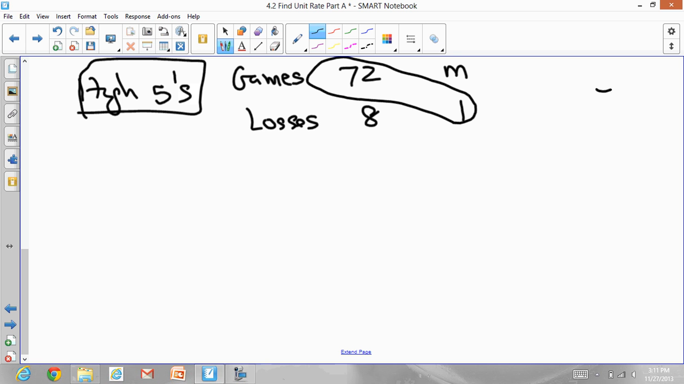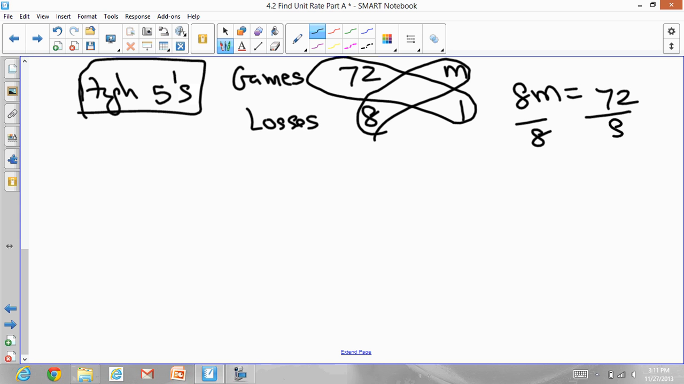1 times 72 is 72. 8 times m is 8m. So divide by 8, divide by 8, cancel. M is equal to 72 divided by 8, which gives you 9. So that means 9 games won per loss. That is the way you take it.